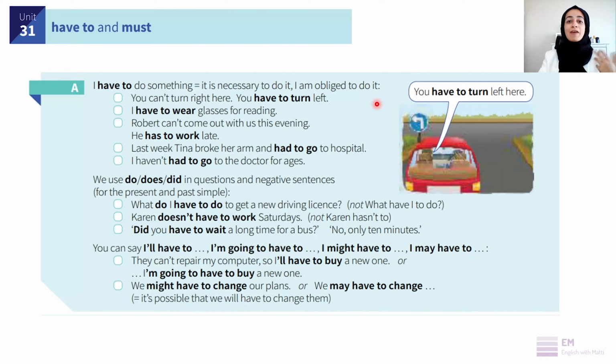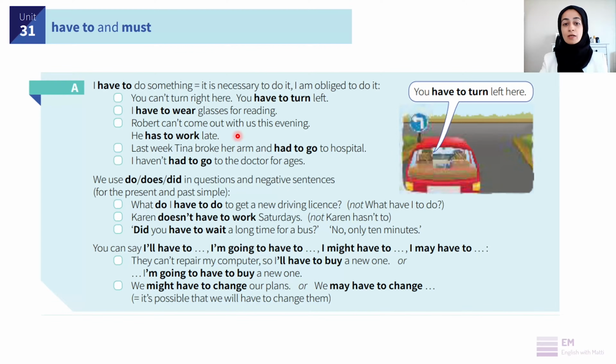وقتی شما میگید I have to do something من باید کاری رو انجام بدم یعنی یه کار واجبه و شما حتما باید انجامش بدین. مثالاش You can't turn right here. You have to turn left. اینجا نمیتونی بپیچی راست. باید بپیچی سمت چپ. I have to wear glasses for reading. من برای مطالعه کردن باید عینک بزنم.